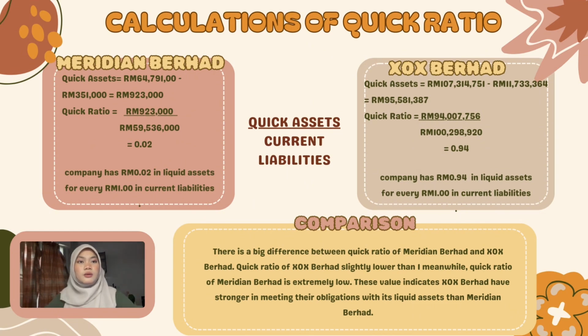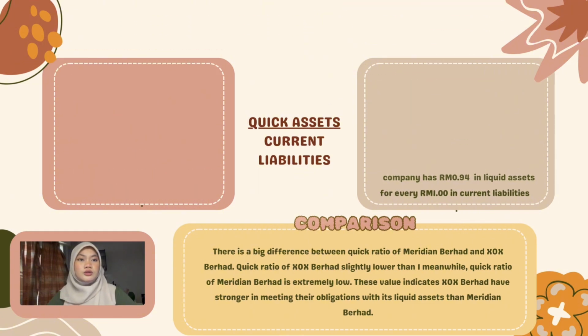For comparison, both companies don't have enough liquid asset to cover their current liabilities. However, XOX Berhad quick ratio is better than Meridian Berhad because the value is much greater than Meridian Berhad, with a difference of 0.92.